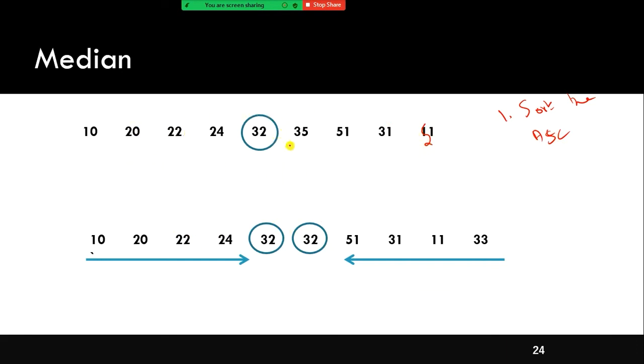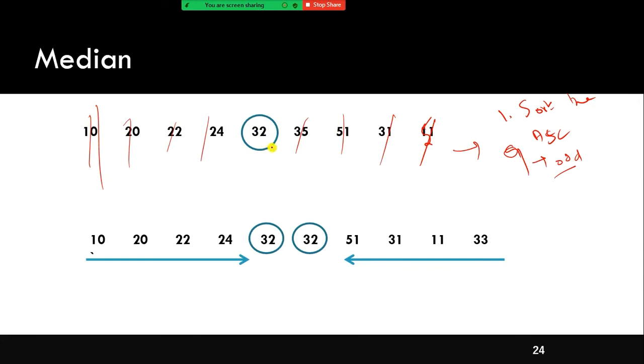Then you look at the middle one. Since the number of data points is 9 here in total, it is odd. So in the case of an odd sample size, finding the median is pretty simple. The other simple way of doing it is you cancel the first value and the last value, then the next pair, and so on, until you are left with one value.